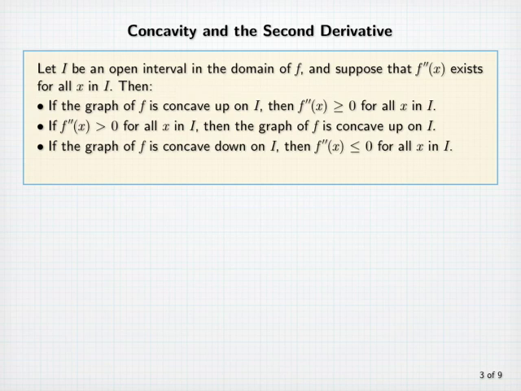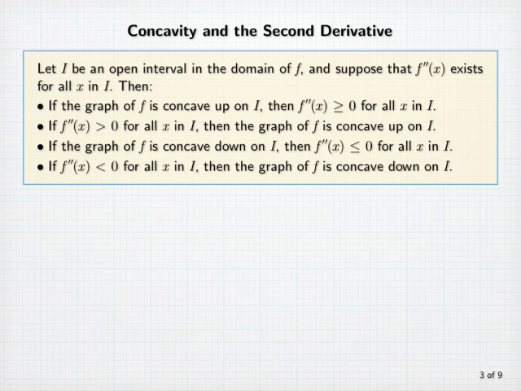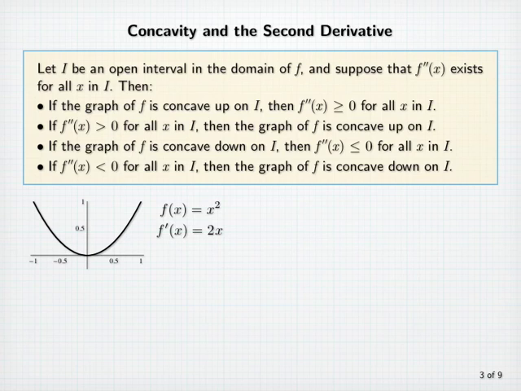If the graph of f is concave down on I, then f double prime of x is less than or equal to 0 for all x in I, and if f double prime of x is less than 0 for all x in I, then the graph of f is concave down on I. For example, consider f of x equals x squared. F prime of x is 2x, and f double prime of x is equal to 2. Since that's positive, we're guaranteed that the graph of f is concave up on any interval.